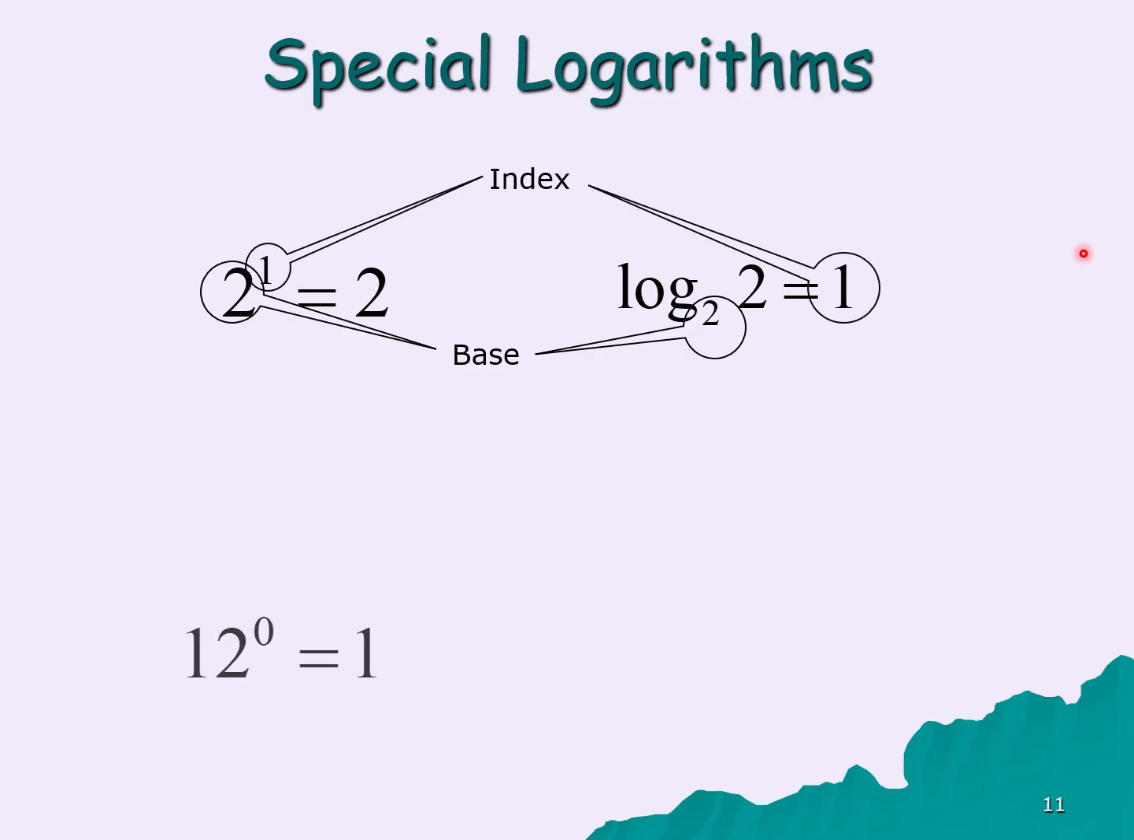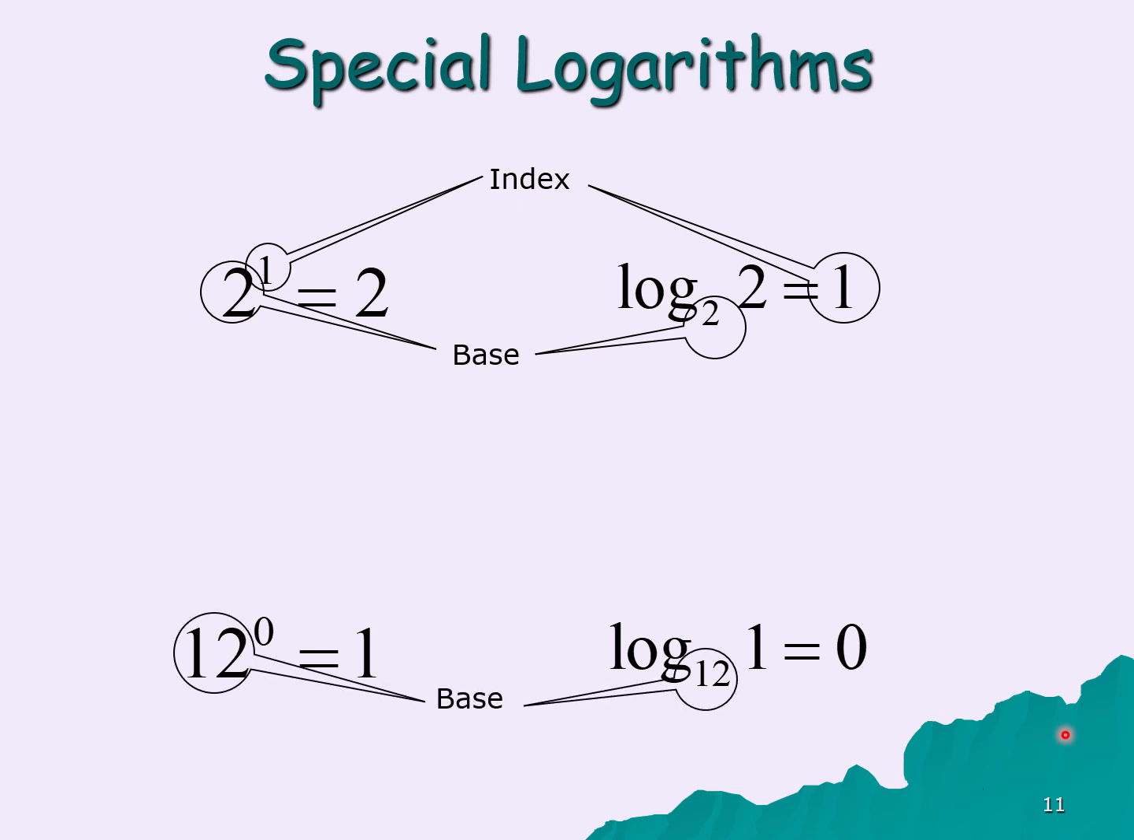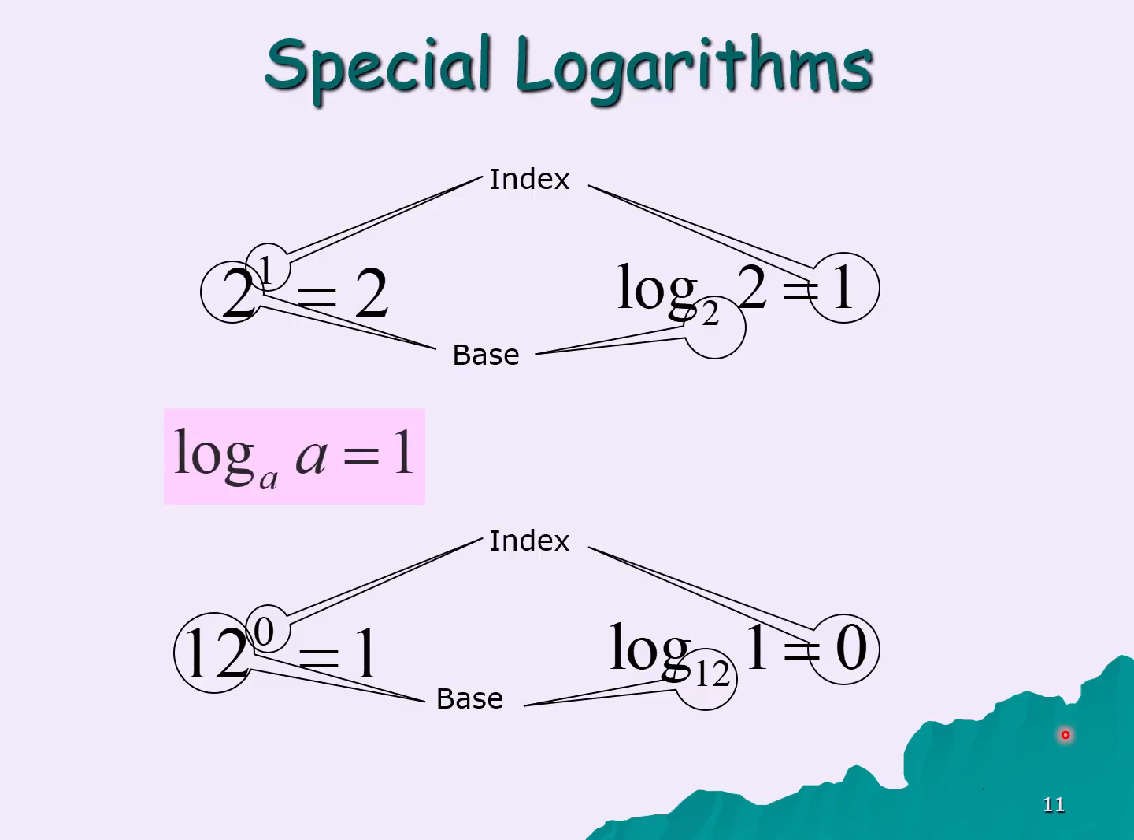Now let's take a look at another scenario. We all know that any number to the power of 0 is equal to 1, based on laws of indices. If I rewrite this into log form, I will have log base 12 of 1, which is equal to 0. Again, I have the base and then I have the index, which is 0. Now with these two examples, I can introduce the two special logs that you need to know, and we are going to apply them very often in the subsequent videos.